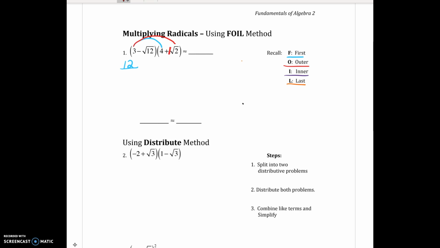In this video, we are going to multiply two binomials with radicals in them using the FOIL method. If you take some colored pencils, we're going to color code each of our steps, F, O, I, and L. So we're going to do first, and I'm going to write that answer. 3 times 4 is 12. Then we're going to do outer. I'm going to switch colors. We'll do 3 times square root 2.